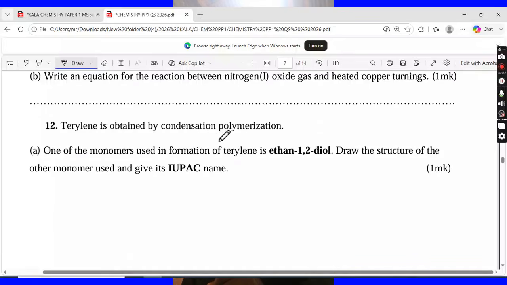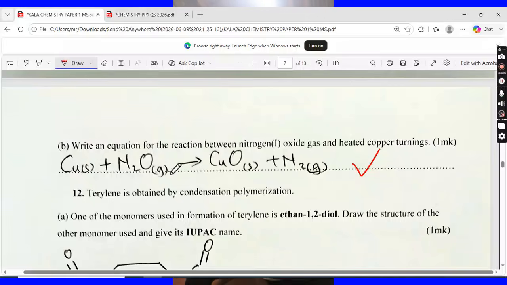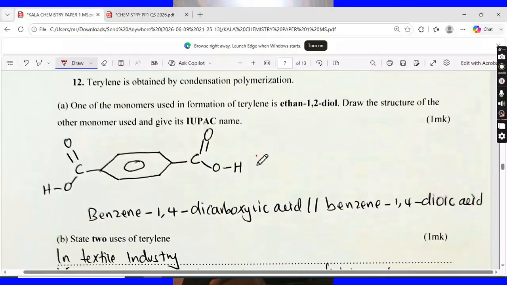Terylene is obtained by condensation polymerization. One of the monomers used in the formation of terylene is ethane 1,2-diol. Draw the structure of the other monomer used and give its IUPAC name. This is the other monomer, which is benzene 1,4-dicarboxylic acid, or you can simply say benzene 1,4-dioic acid. That is the ring which is used with the ethane diol.